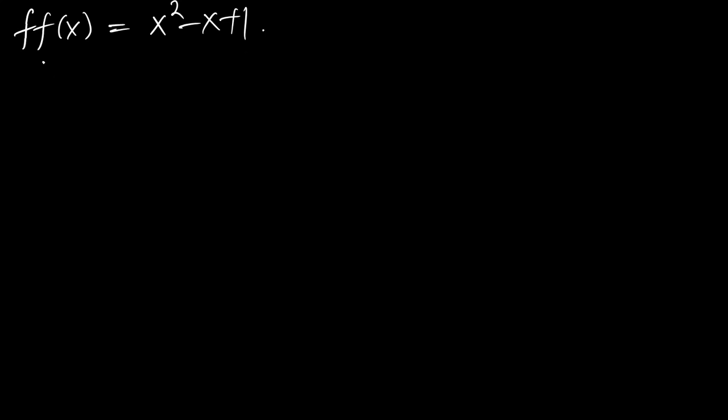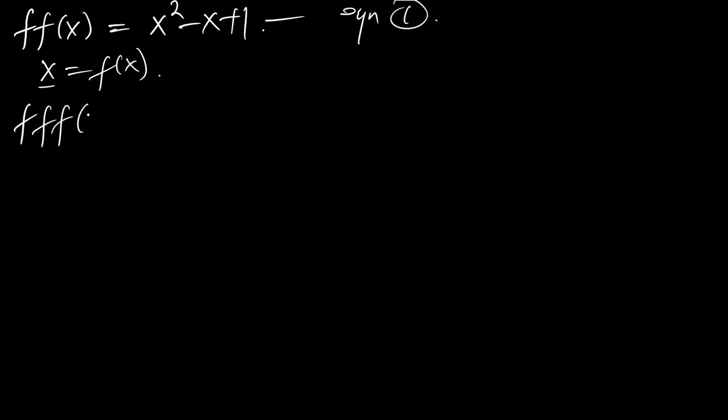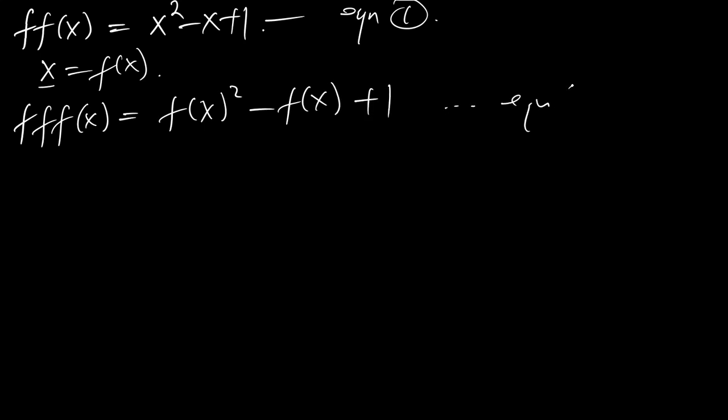Now let x be equal to f of x. Let's call this equation 1. Now substitute, when you see x, you substitute f of x. So you now have f of x equal to f of x squared minus f of x plus 1. So this is equation 2.